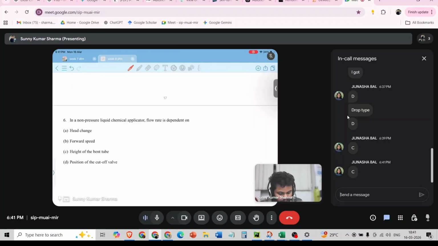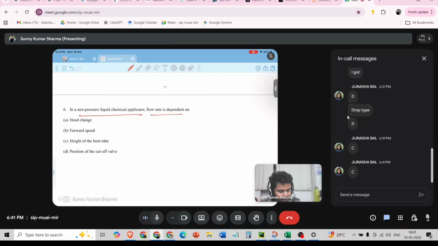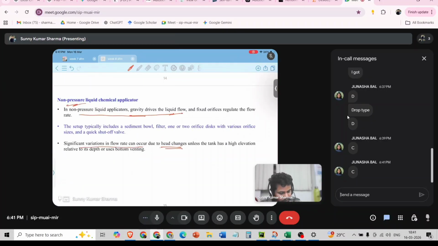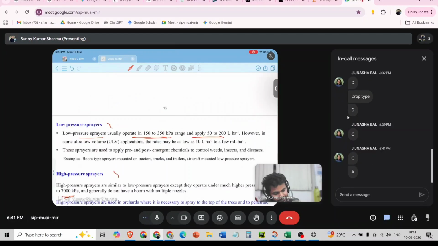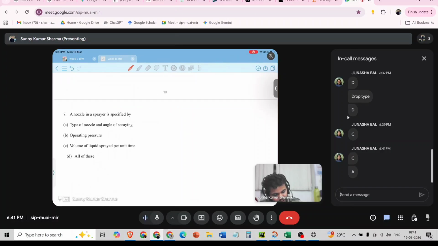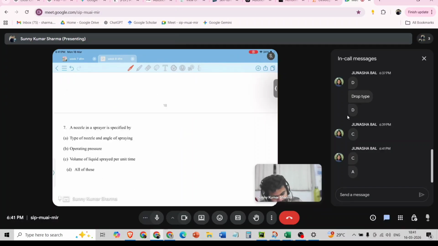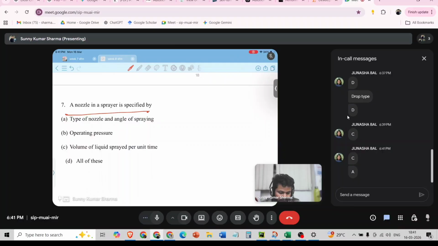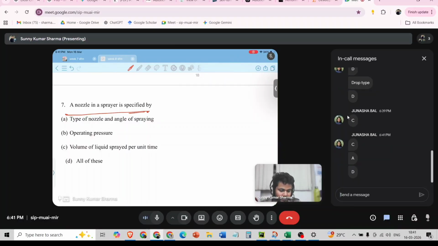Okay, correct. So next question is, in non-pressure liquid chemical applicator, flow rate is dependent on. So in non-pressure liquid chemical application, we saw that it depends on head change. Significant variation in flow rate can occur due to a head change, as it flows with gravity. So next is a nozzle. Yes, correct. So a nozzle in a sprayer is specified by. Nozzle also we will discuss in detail in the next class. For now, if you have an idea of nozzle, you can tell what a nozzle specification can be specified by. Okay, D is the correct answer.